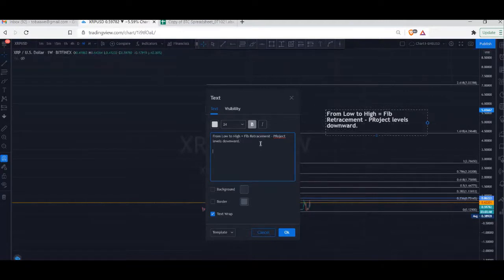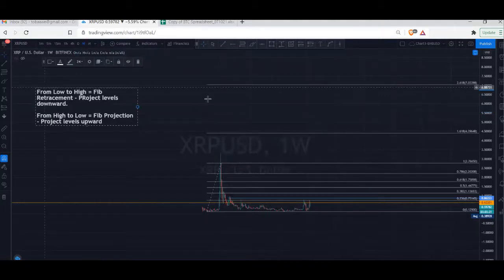Now, the second way you can use your Fibonacci retracement is to draw it from high to low. And this is called Fibonacci projection. Now, what is this going to do for you? It will help you project levels, that is your price levels, upward. Okay? I hope you can see these notes here. Now, let's do it again. We're still on support and resistance. I'm just showing us how to use a Fibonacci tool to do our support and resistance level.